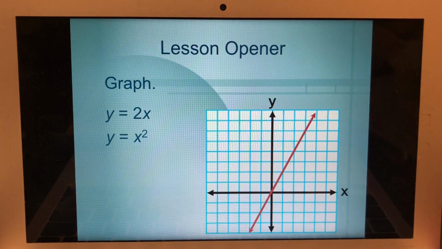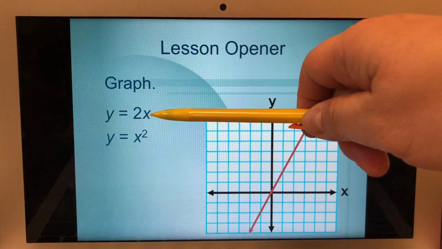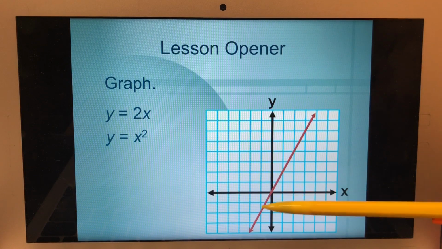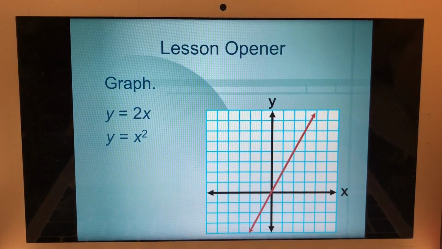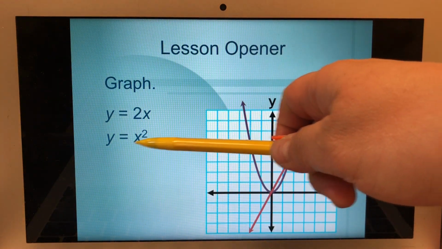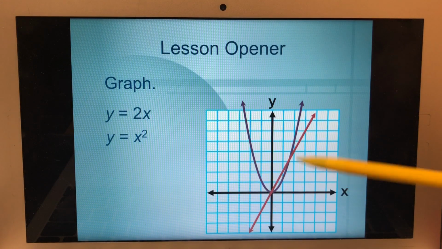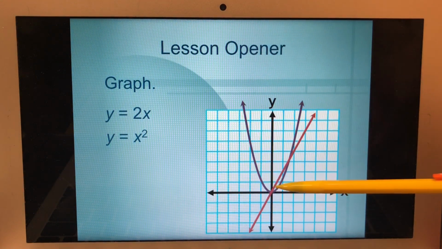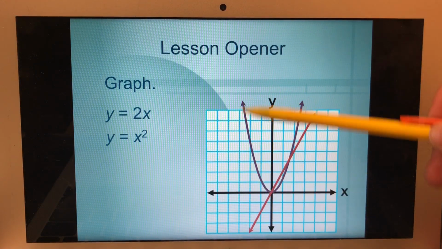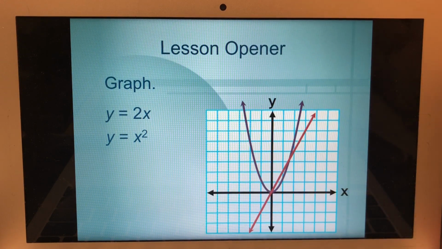Now, the first problem here, y equals 2x, that gives us a straight line. Okay, well, that's called a linear function. For the second one, y equals x squared, remember when we have x squared, we saw that it gives us a parabola, a curve like that.